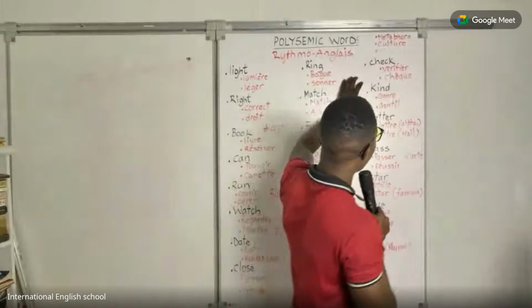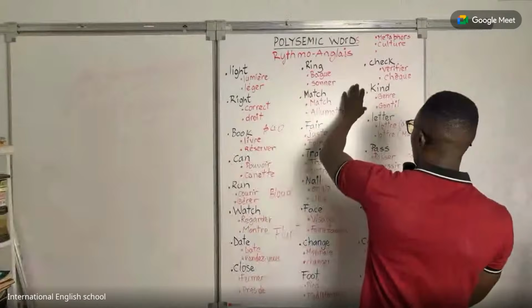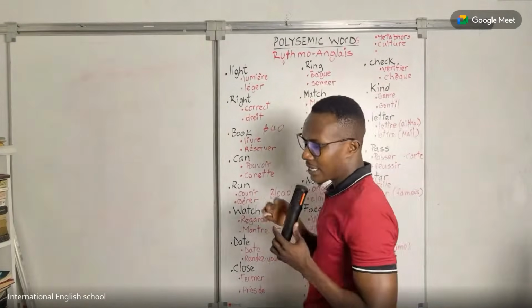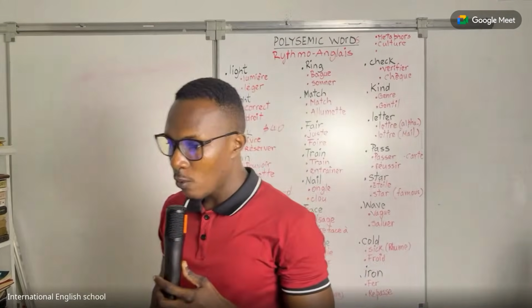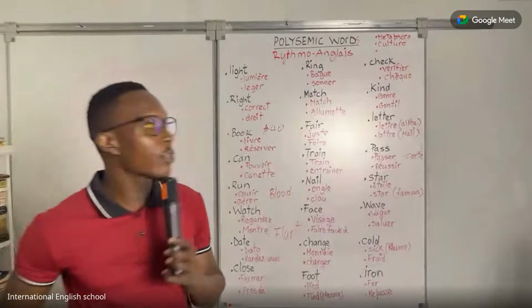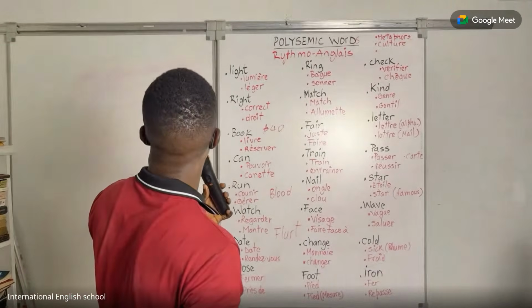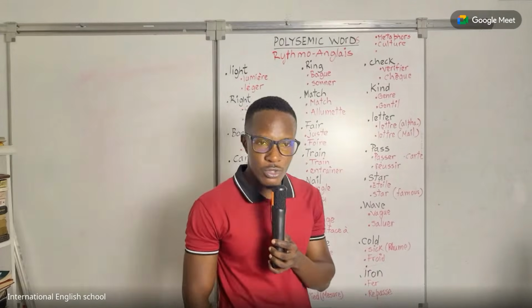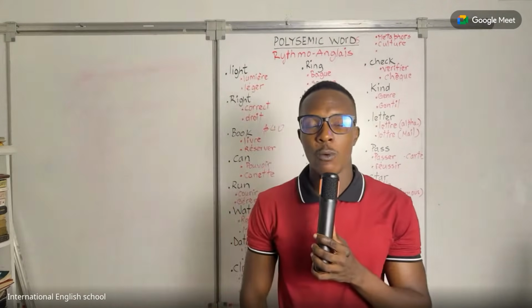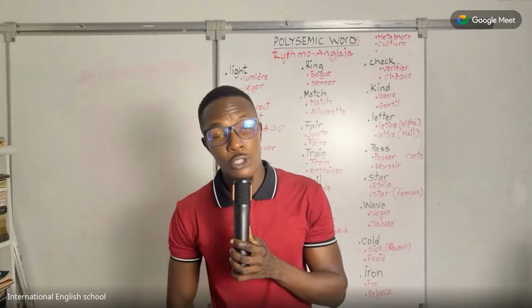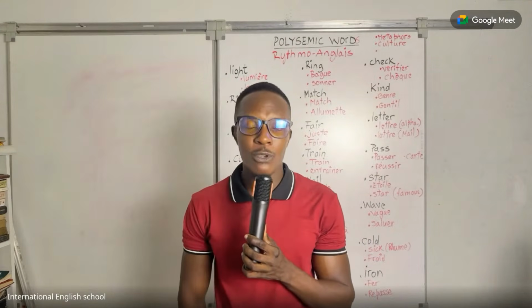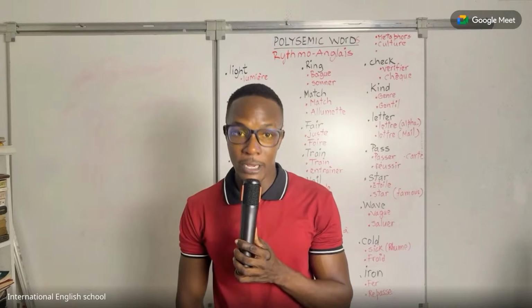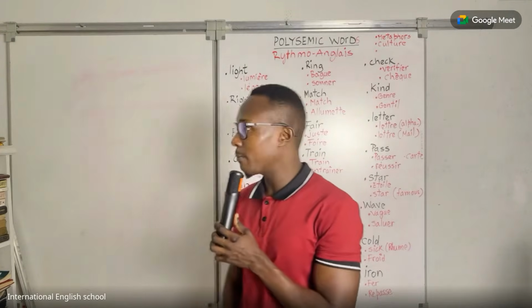Okay, now we have kind. Kind means genre. What kind of, quel genre de? What kind of person are you? Quel genre de personne es-tu? What kind of person are you? Quel genre de musique aimes-tu? What kind of music do you like? What kind of music do you enjoy? Remember, enjoy means aimer également.